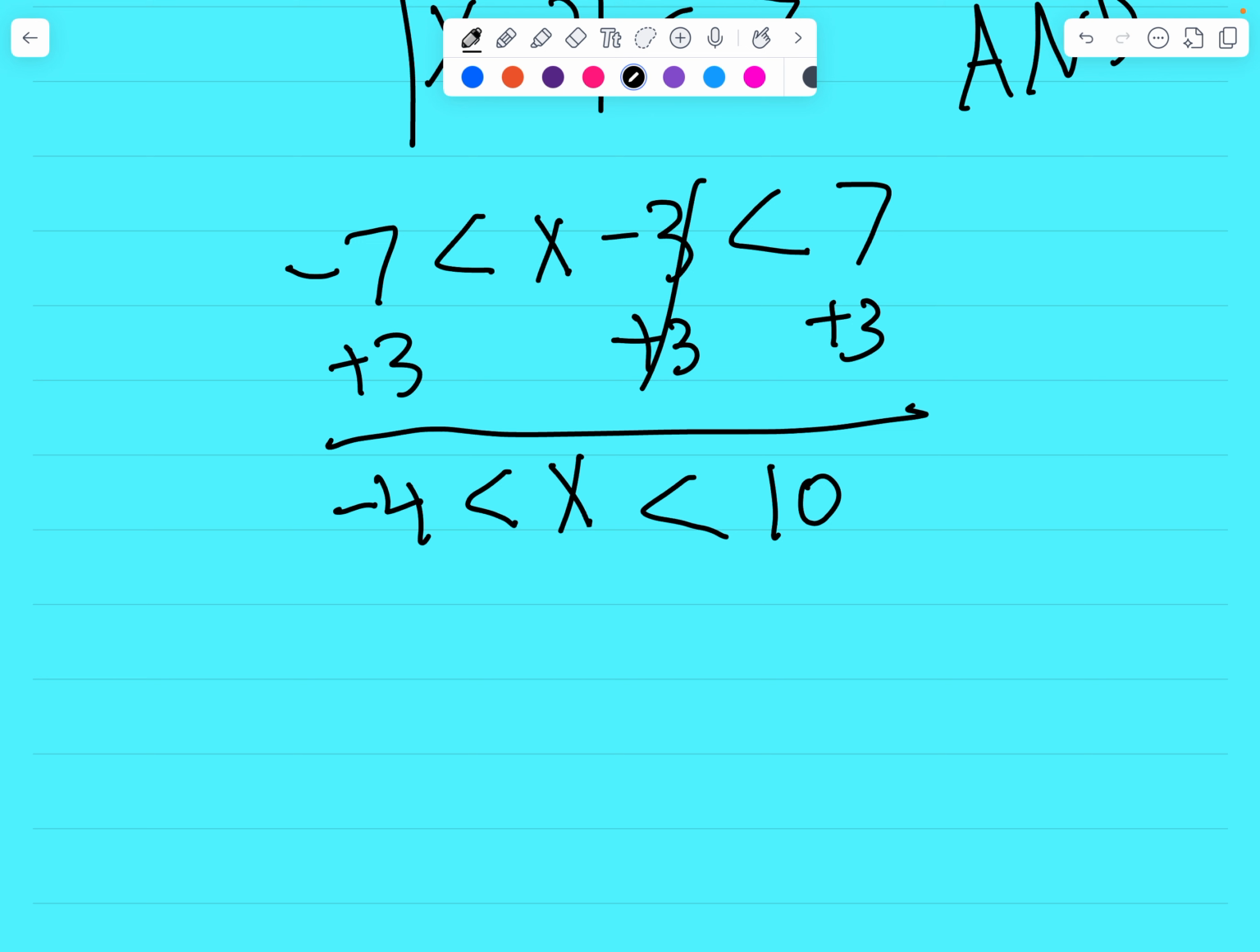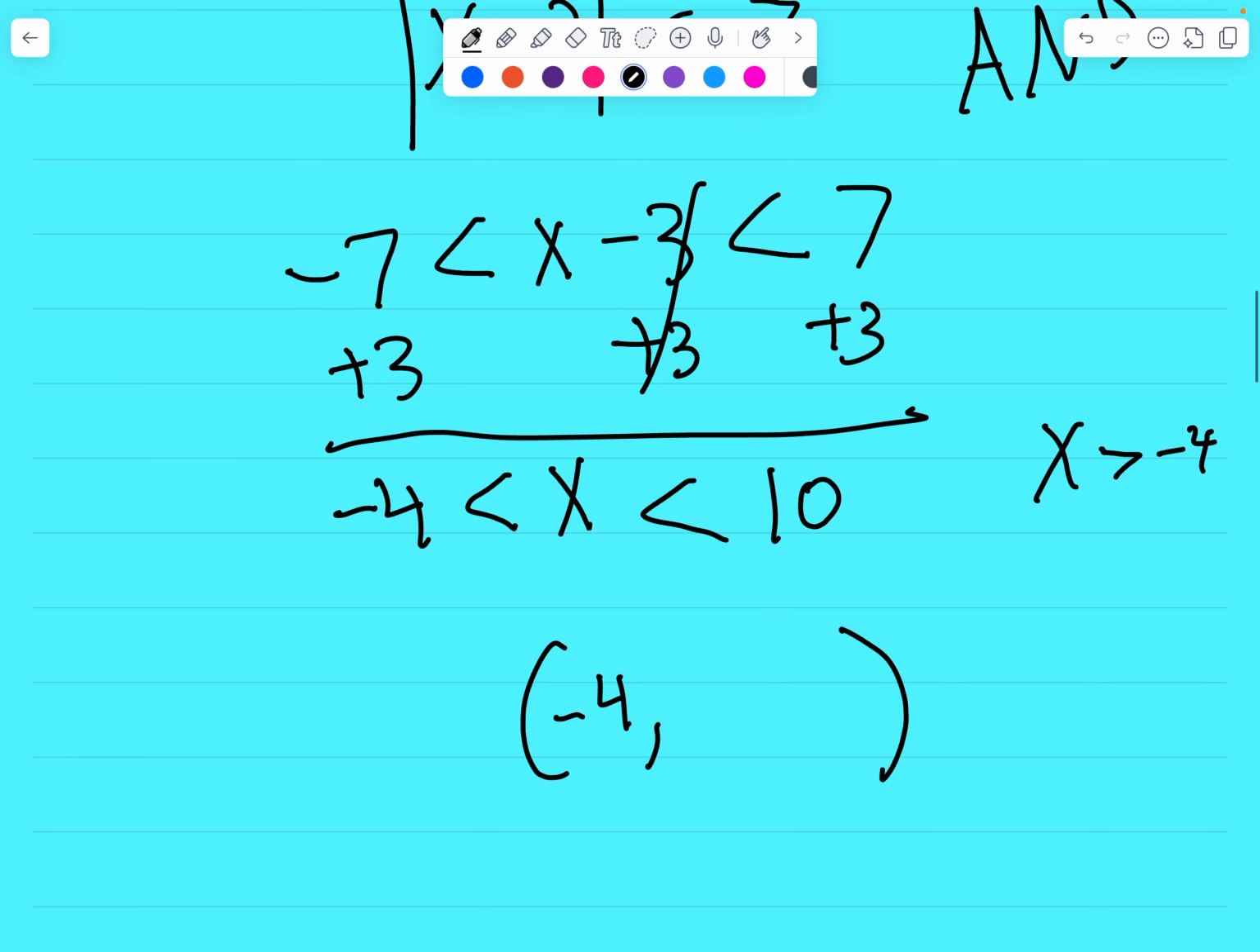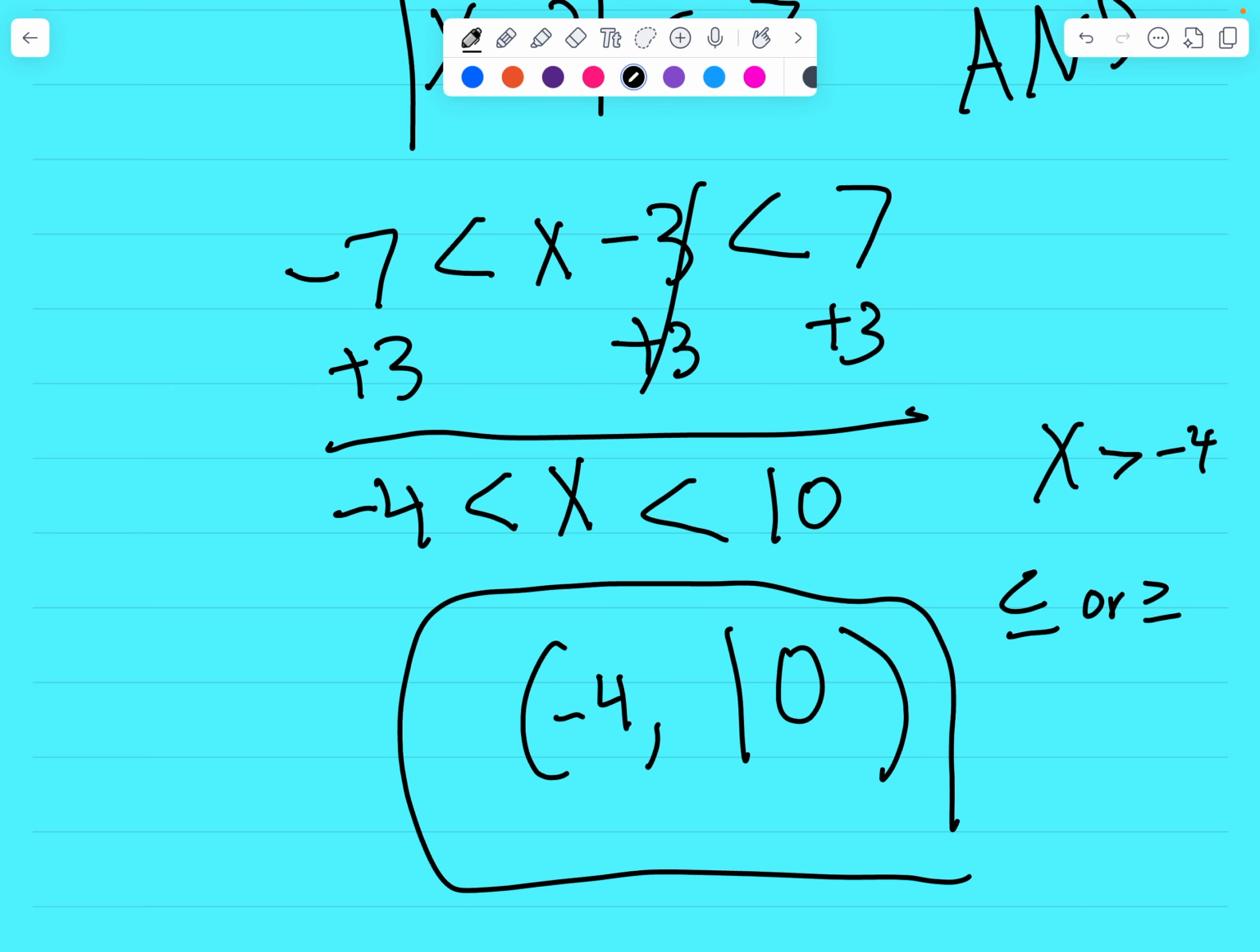Because of us not having the less than or equal to sign, I know we're not dealing with brackets. We're dealing with parentheses. So we got x is greater than negative 4. So you're going to say negative 4, comma, dealing with parentheses again because it's not a less than or equal to or a greater than or equal to. And then you have x is less than 10. So you're going to write 10. So this would be your final answer. This gives a range of values. Let's move on to the next one.